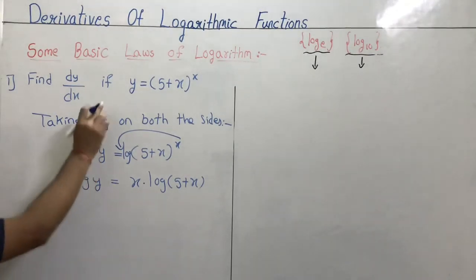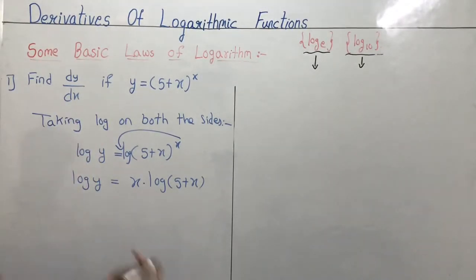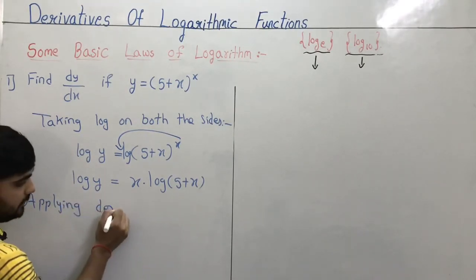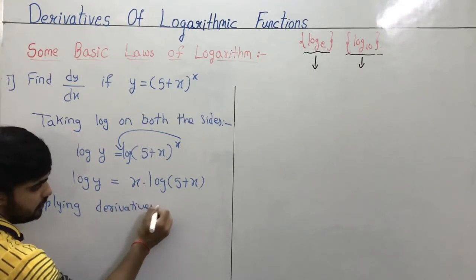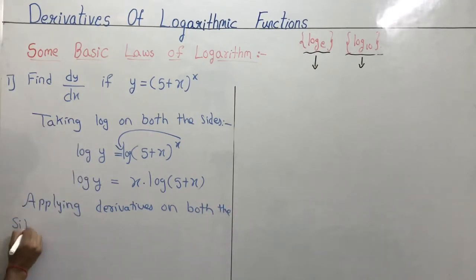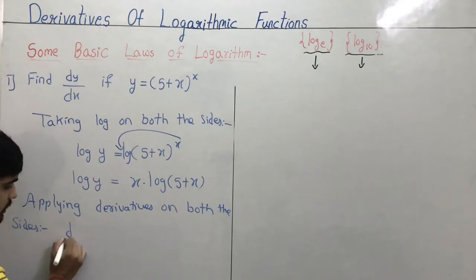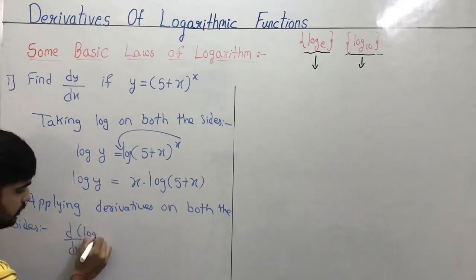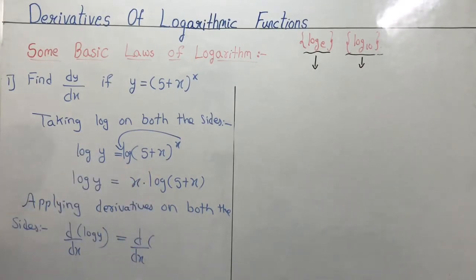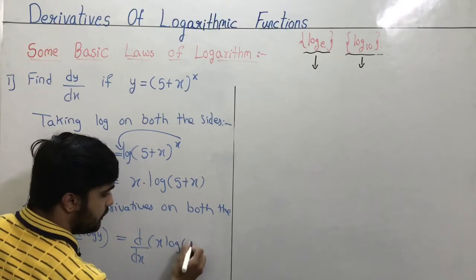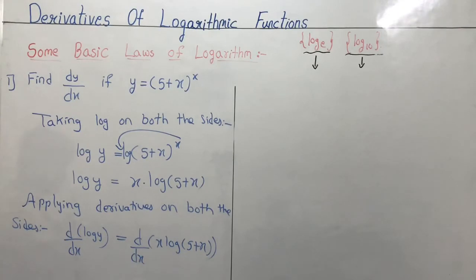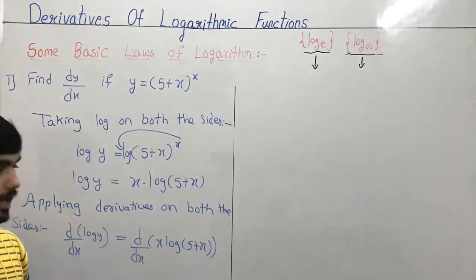Now we can apply derivatives, or differentiation. So let's see what we'll get. Applying derivatives on both the sides, we get d by dx of log of y equal to d by dx of this complete function, that is x log of (5 plus x). In this case you can observe that these two are in multiplication, so we can apply the UV rule.